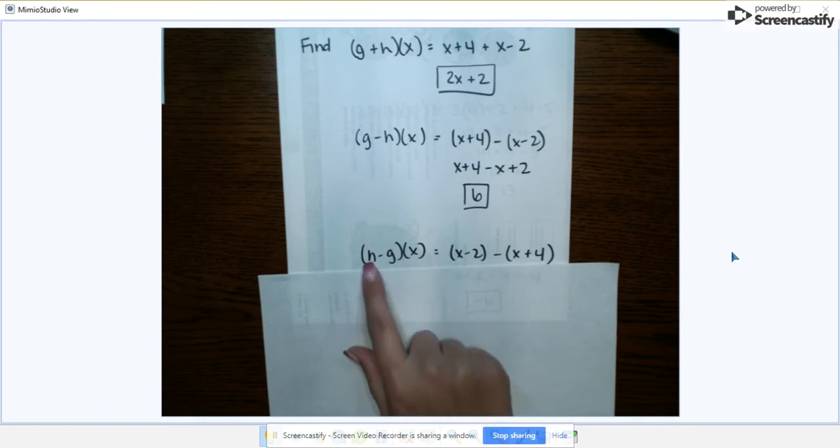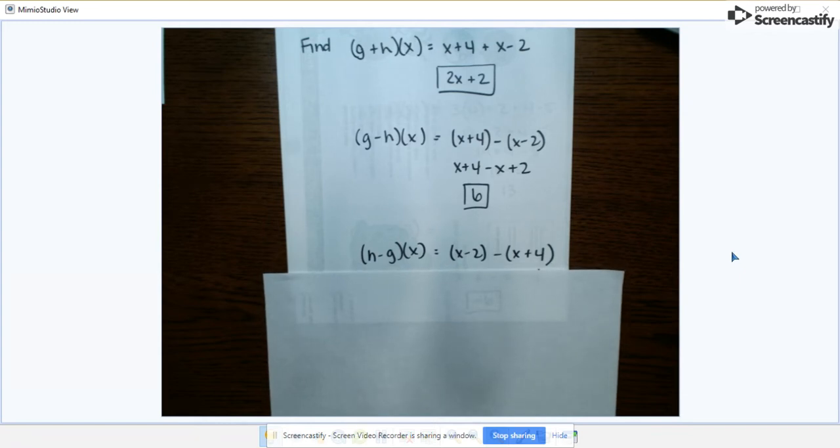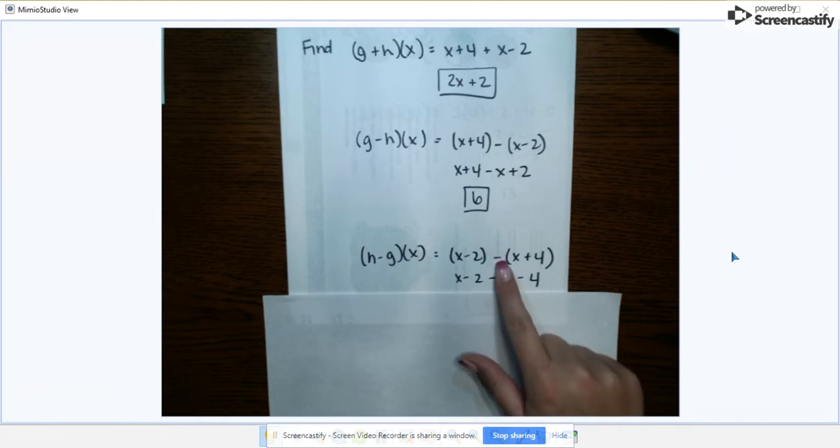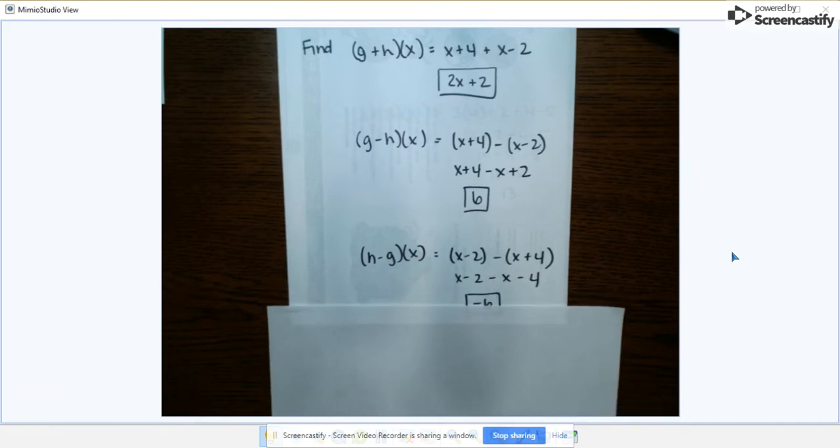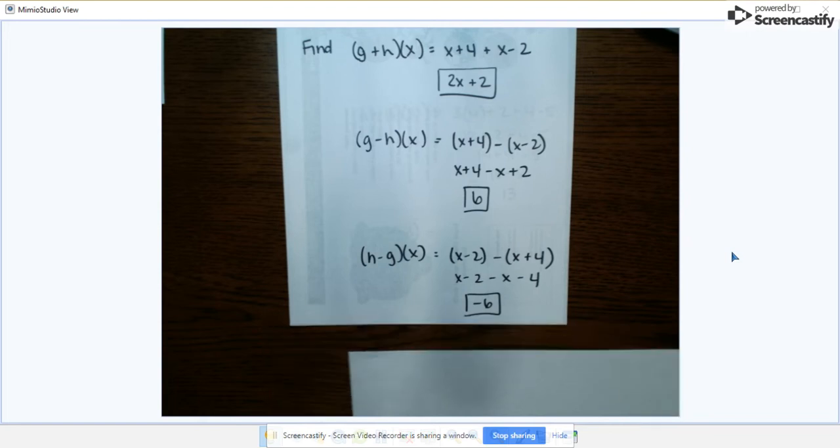I did show you the difference between g minus h and h minus g, just a quick reminder that the order does matter when we subtract. So this time we distribute that minus sign over the x plus 4. And when we combine like terms, we get a negative 6.